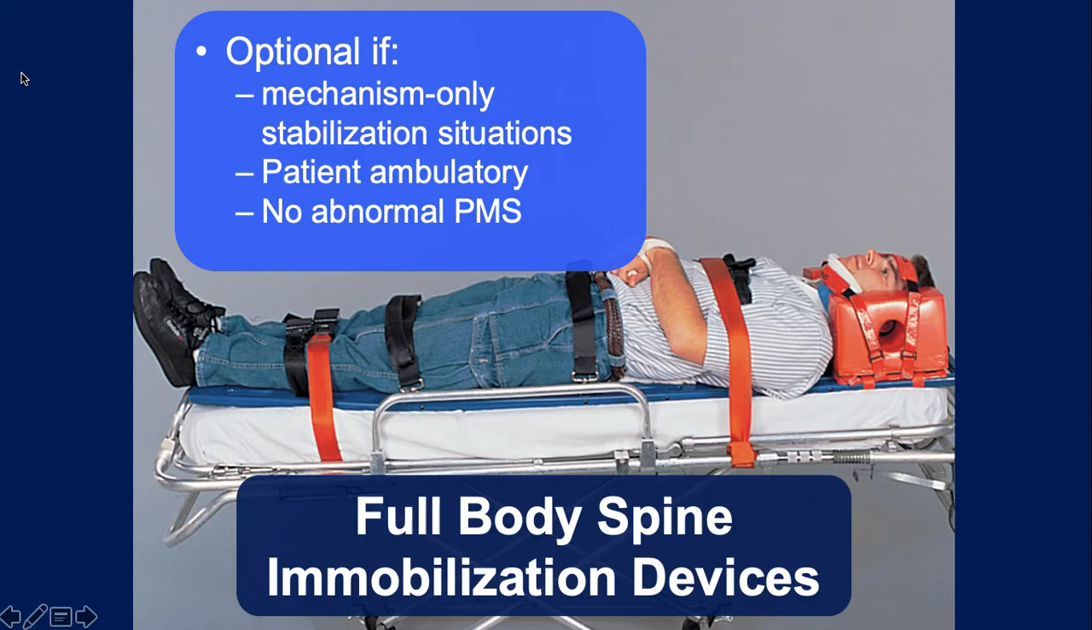But if they don't have any obvious neurodeficits, if they're ambulatory at scene, they can get up, they're walking around, or they can step out of their car, or they can stand up themselves, they really don't need full body immobilization. You could lay them supine on the gurney, just on the cot itself, with a collar on their neck and full straps, and that would be proper spinal motion restriction.